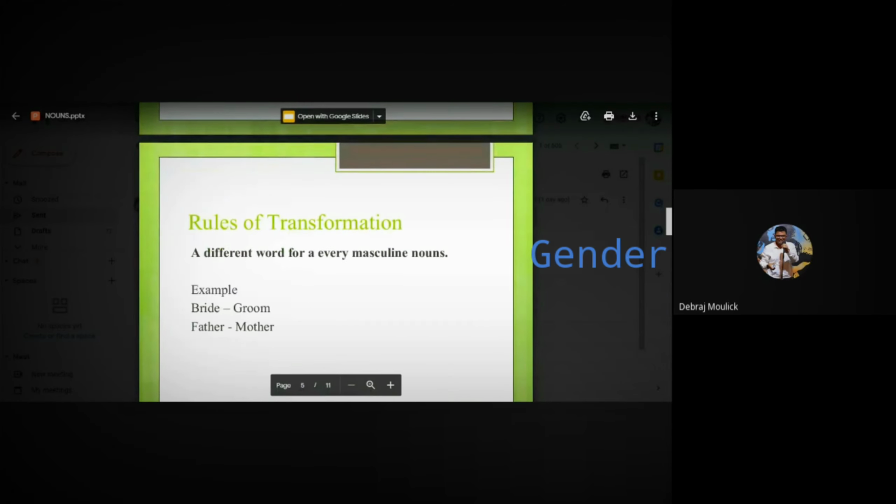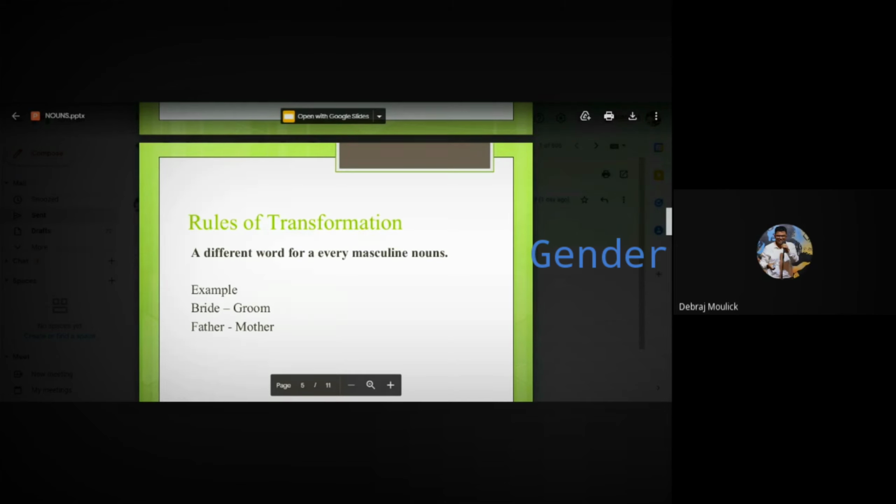Now we'll come to the first rule of transformation. Here the rule is very simple. You have to use a completely different word for the feminine part. For example, bride, groom, father, mother, uncle, aunt, boy, girl, brother, sister, sir, madam, king, queen. There is no hard and fast rule over here. So basically, you have to mug up. That's so simple, right? King becomes queen, but emperor is empress. That's a different thing. Try and understand.